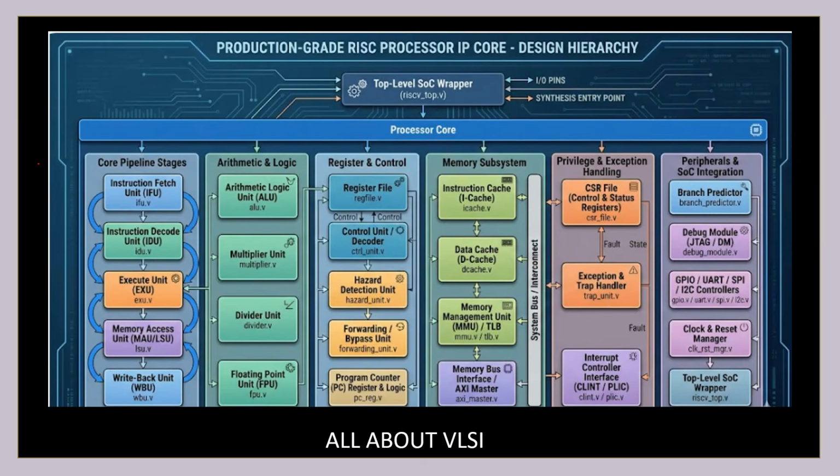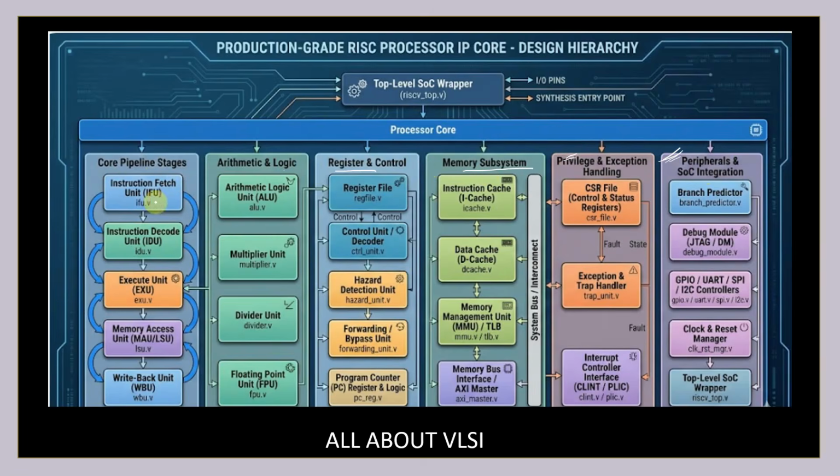From this session, we are going to start a new project, which is RISC-V IP core design. We are going to develop a particular RISC-V IP core which is going to have pipeline stages, arithmetic and logic unit, register control unit, memory subsystem, privilege and exception handling, peripheral and SoC integration. If we have time, we will integrate them and add them, but this particular four stages we are going to implement.